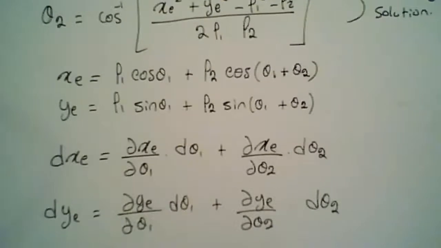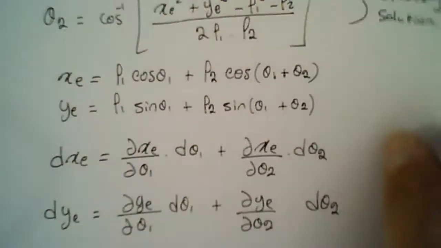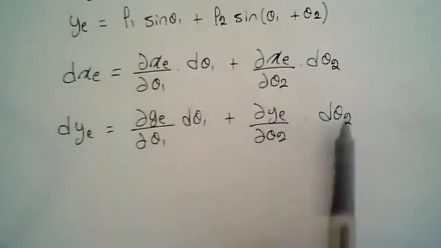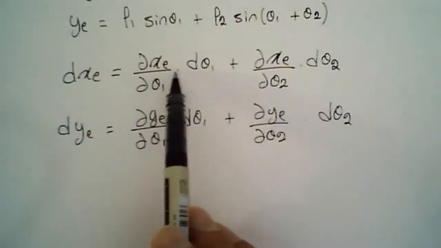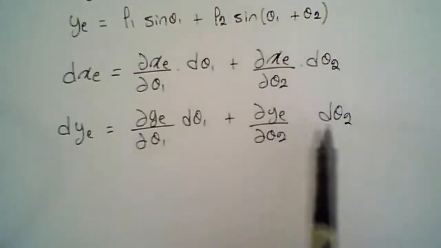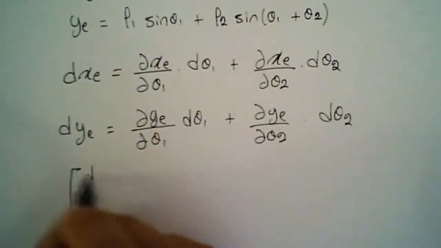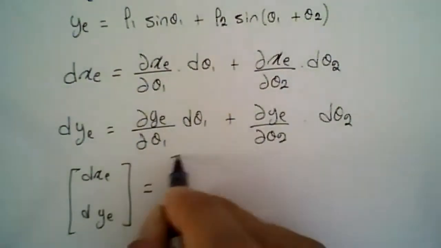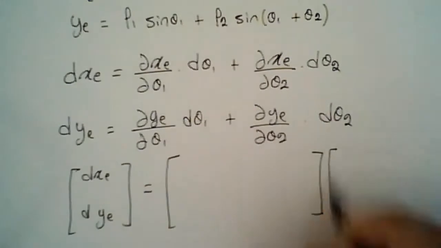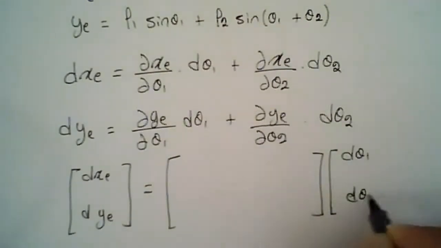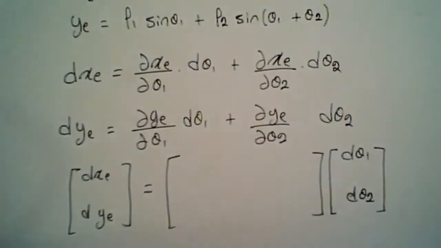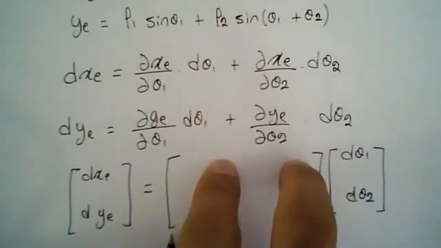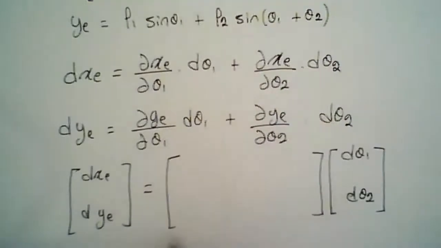So if you look closely here, you can see that we can put this as a matrix operation, right? Because d theta 1 is applied here and here, and d theta 2 is applied here and here. I can rewrite that in matrix format, dxe, dye, right? And I can put d theta 1 here, d theta 2 here, right? So these two are being moved like that, and this is coming like that, and then this is coming like that here.